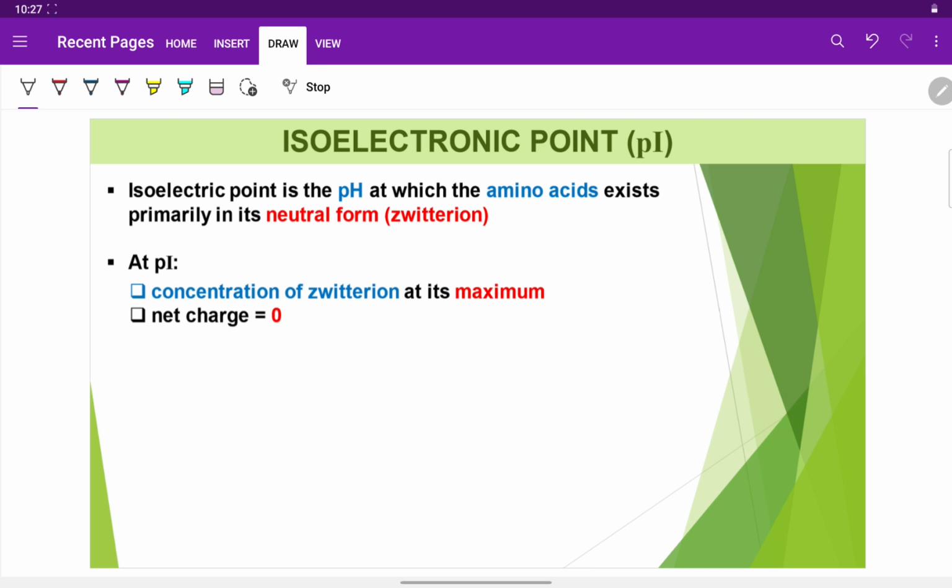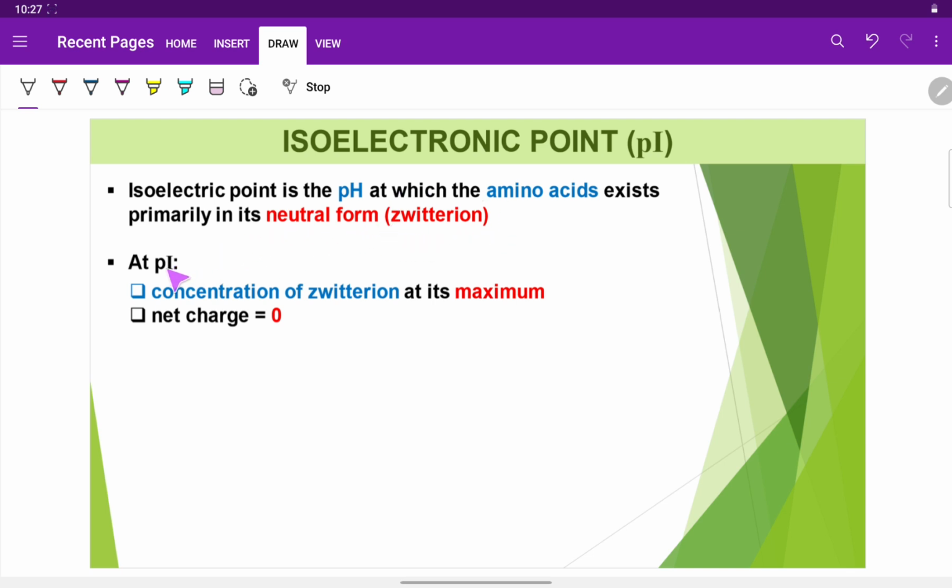Okay, the next part in amino acid, kita akan bincangkan tentang isoelectric point. Ataupun kita letak dia sebagai PI, P kecil, I besar, macam pH, P kecil dekat sini. So, isoelectric point kita panggil dia. Isoelectric point is the pH at which the amino acids exist primarily in its neutral form, zwitter ion.